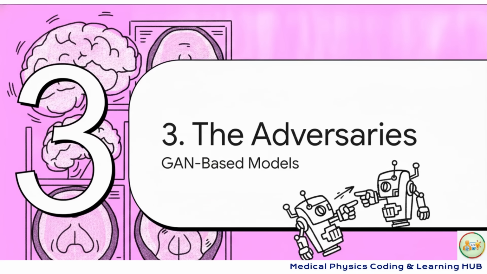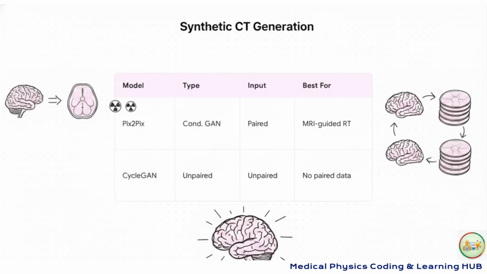All right, Section 3, the adversaries. Let's introduce GAN-based models. This brings us to Pix2Pix and CycleGAN, which both rely on generative adversarial networks, or GANs. Both models output a synthetic CT, but they have completely different input requirements. Pix2Pix is a conditional GAN, meaning it absolutely requires perfectly paired MRI and CT images of the exact same patient in the exact same position.